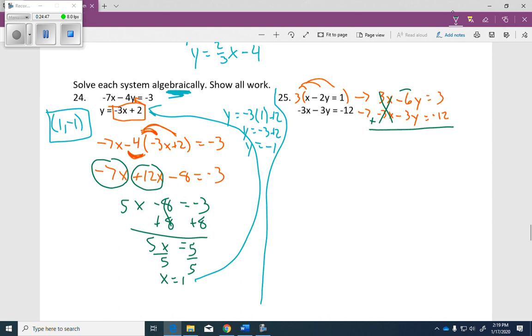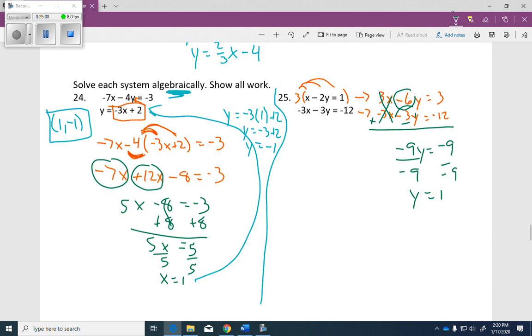But -6y and -3y make -9y, and a 3 and negative 12 make negative 9. Divide both sides by a negative 9. Y equals 1. We're not done.